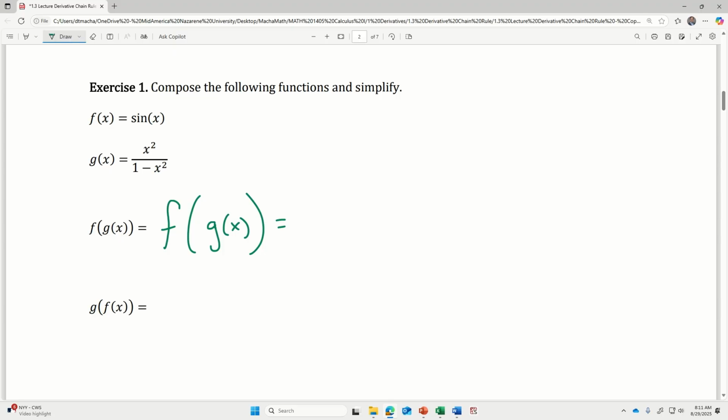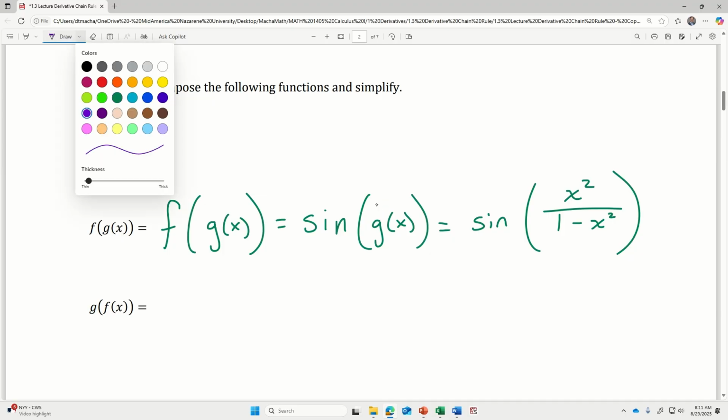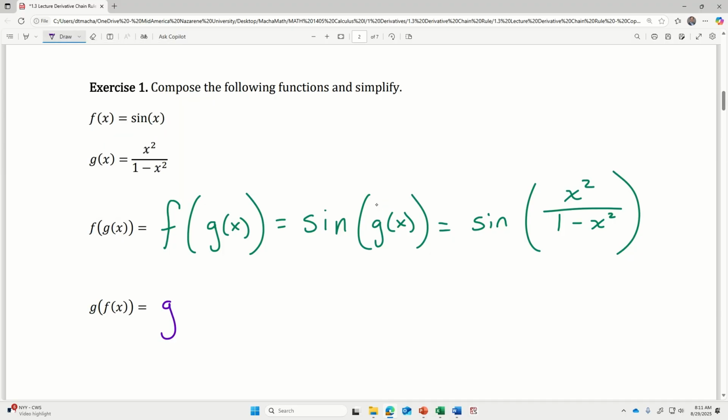Perfect. Yep. So this is sine of g of x, because the f function is just the sine function. And then since g of x is x squared divided by 1 minus x squared, then you're right, that's exactly what we get. And then let's do the composition the reverse way.